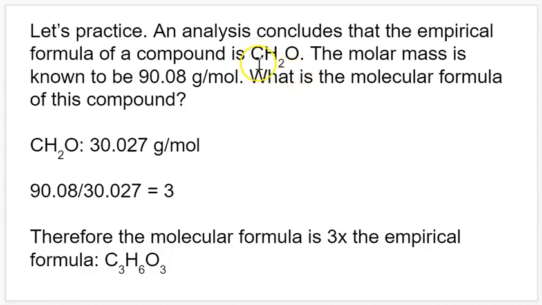So we're going to have 3 C's, 6 H's, and 3 oxygens. So that's how we get this formula at the bottom. This is going to be called our molecular formula, which, based off of the molar mass, is the actual formula of this. Remember that the empirical formula just represents the lowest common ratio and isn't always definitive of what the actual formula will be.